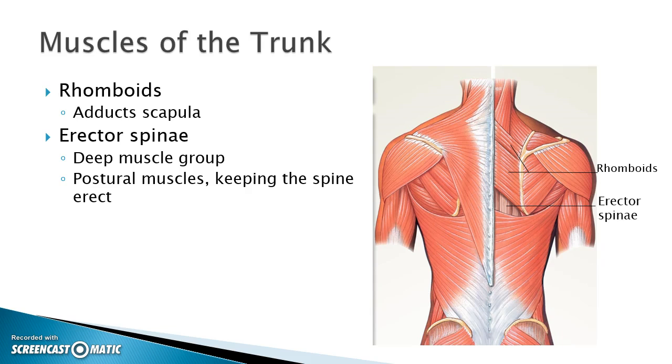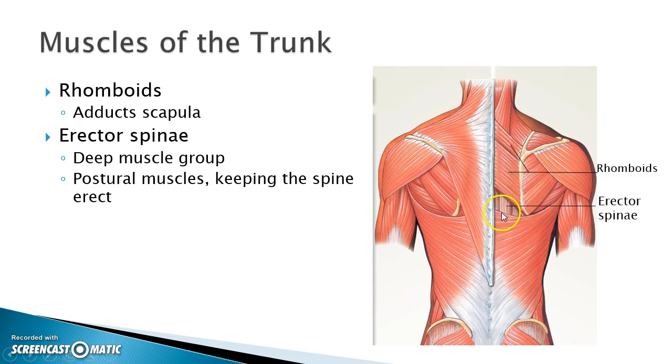Here we can see a little bit deeper muscles here. So the rhomboids, we actually have rhomboid major and rhomboid minor, but you can just call them the rhomboids. And you notice that they attach the medial border of the scapula over to the spine. And so when you squeeze the shoulder blades together, you are contracting your rhomboids.